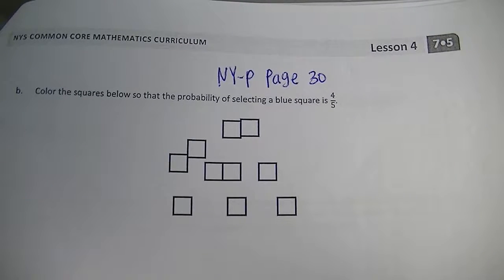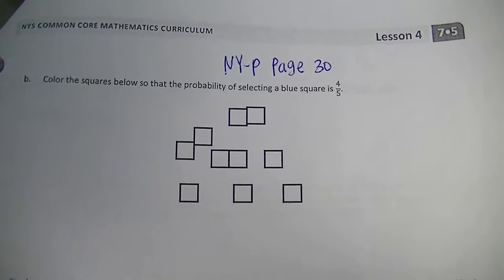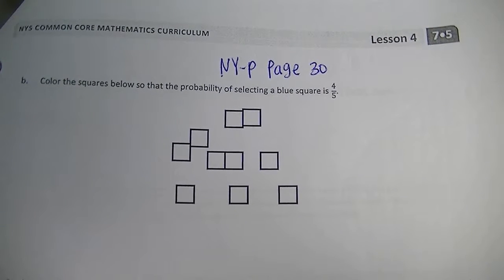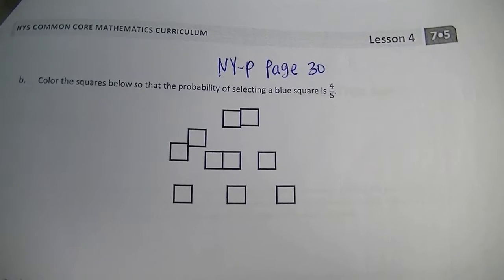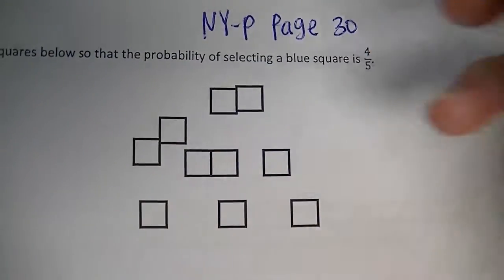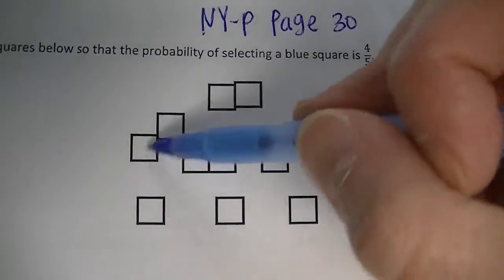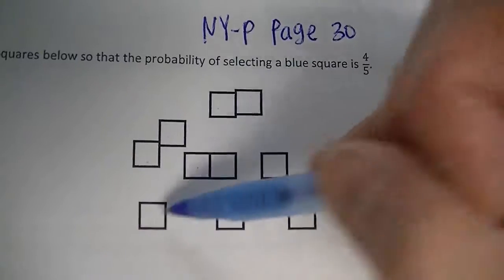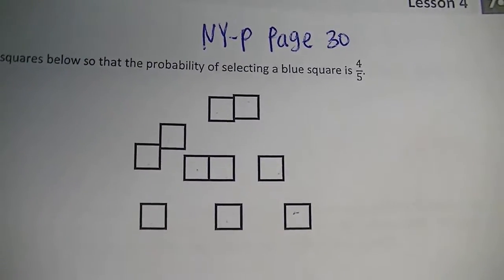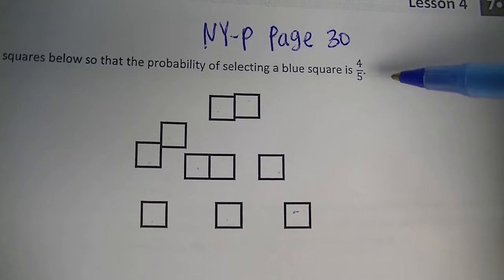This video will show you how to complete the problems on page 30 out of your math book. It says to color the squares below so that the probability of selecting a blue square is 4/5. So at first you might be like, oh, I just have to color in 4 of these as blue. But when you count them, you're supposed to have 5. 1, 2, 3, 4, 5, 6, 7, 8, 9, 10. Well, we have 10. So you can't go 4 out of 10 because 4/10 is not the same as 4/5.